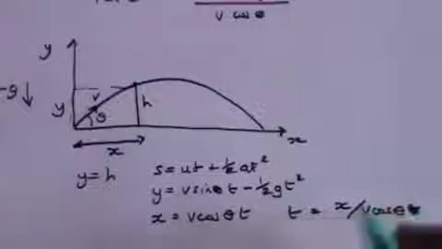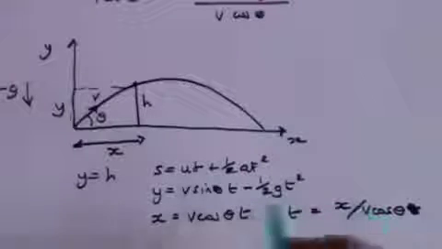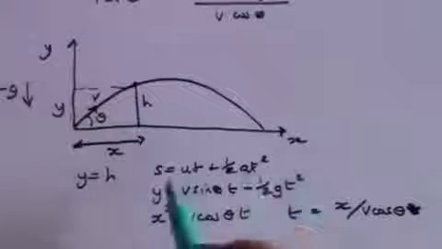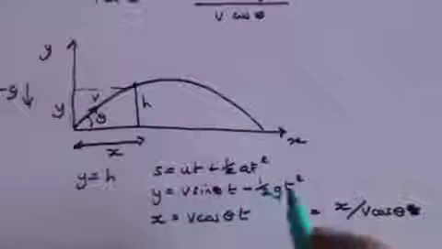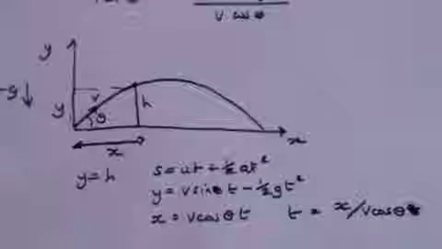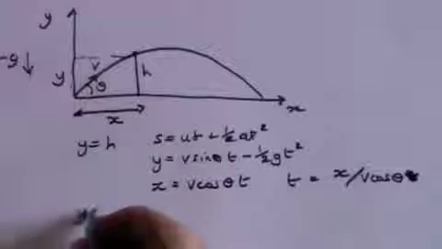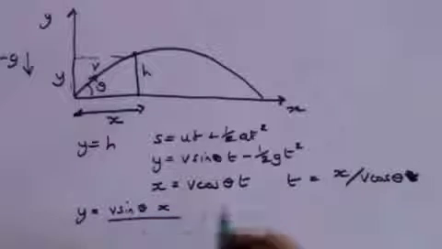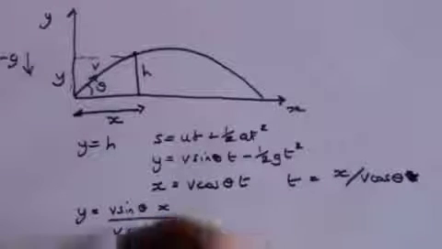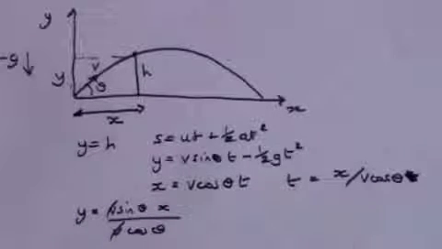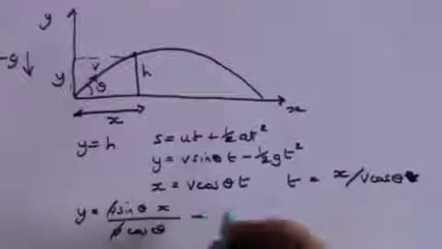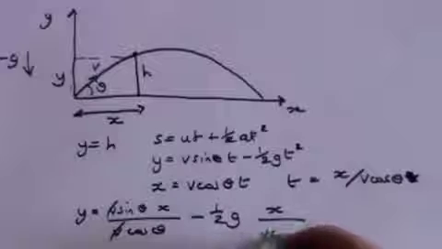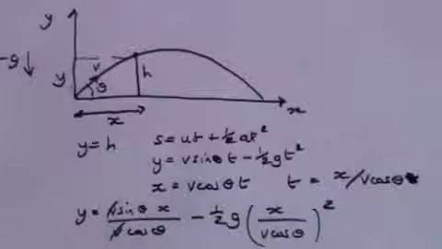Sorry, v cosine theta, we've got t already there. So t is x divided by v cosine theta. Now we put that t in this equation here. It's going to look a little bit horrible, but let's go with it and see where we get. We get that y equals v sine theta times t, but t is x over v cosine theta. So immediately you can see that the two v's cancel. Minus half gt squared, so minus a half g times t, which is x over v cosine theta, all squared.